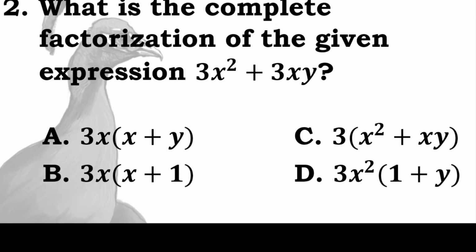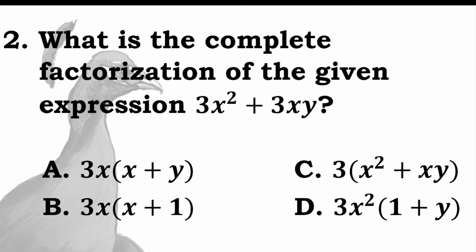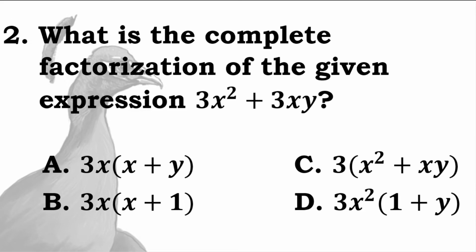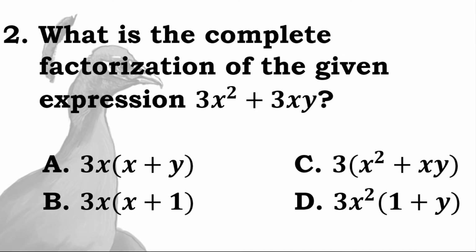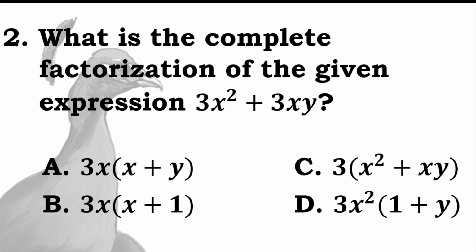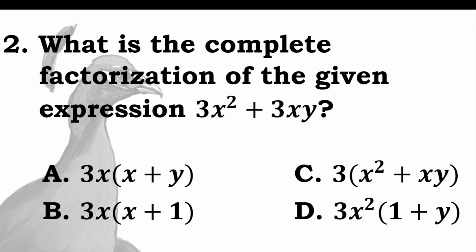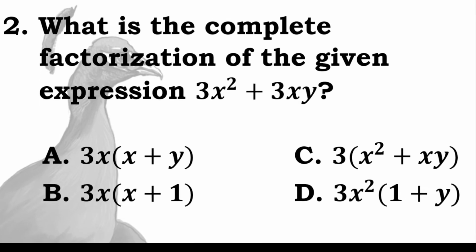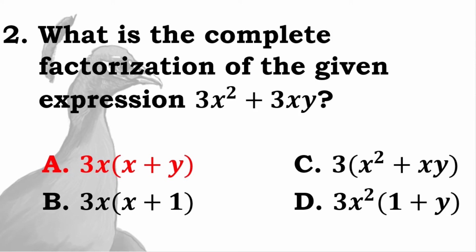Next question. What is the complete factorization of the given expression 3x squared plus 3xy? A. 3x times the quantity of x plus y. B. 3x times the quantity of x plus 1. C. 3 times the quantity of x squared plus xy. D. 3x squared times the quantity of 1 plus y. And the complete factorization is letter A. 3x times the quantity of x plus y.